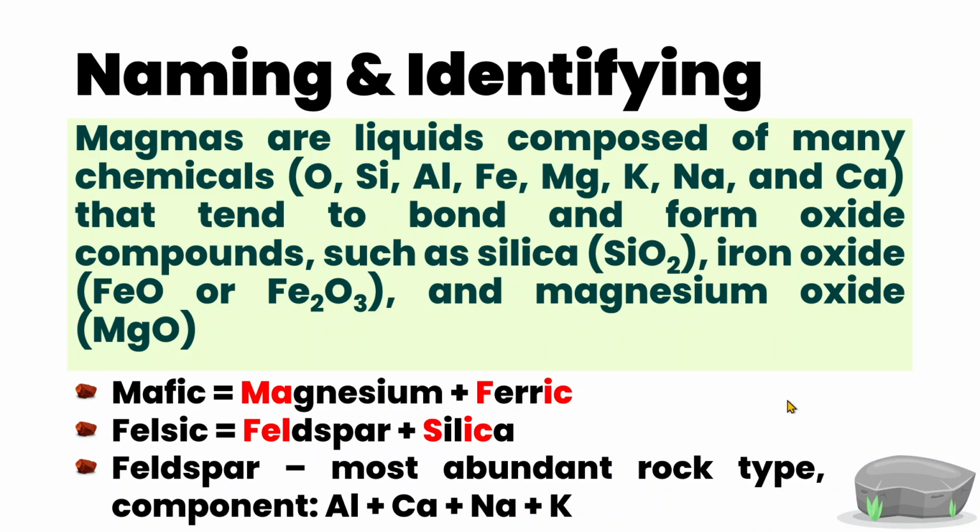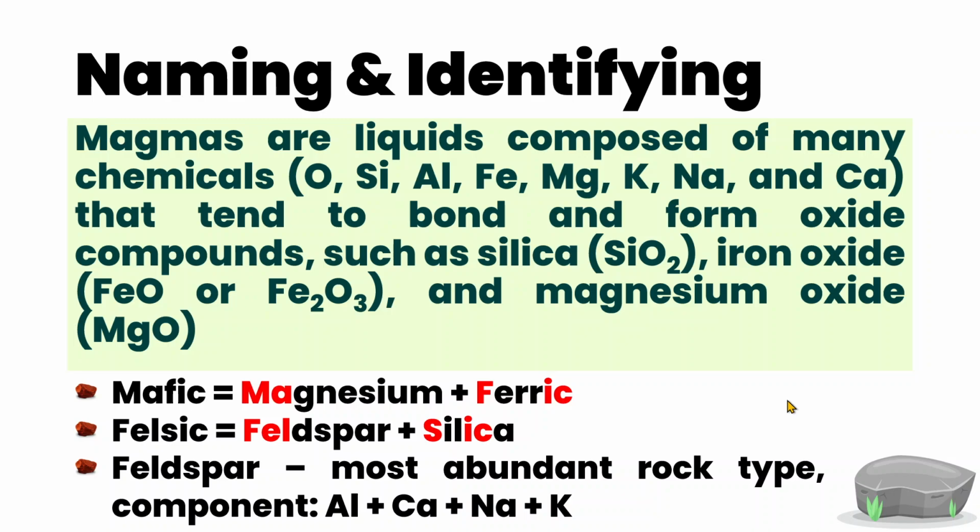Magmas are liquids composed of many chemicals, and they affect the composition of rocks in the future when they cool down. Magmas have oxygen, silicon, aluminum, iron, magnesium, potassium, sodium, and calcium. These elements tend to bond and form oxide compounds. For example, silicon and oxygen form silica, or SiO2. Iron and oxygen form iron oxide, or FeO or Fe2O3. And magnesium with oxygen forms magnesium oxide.